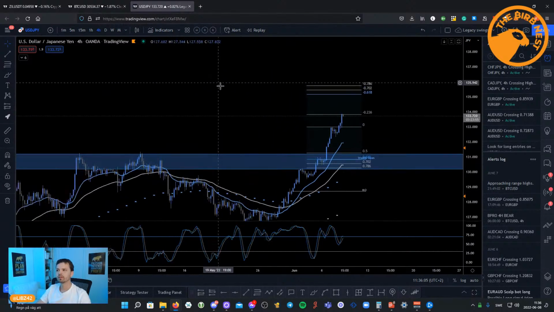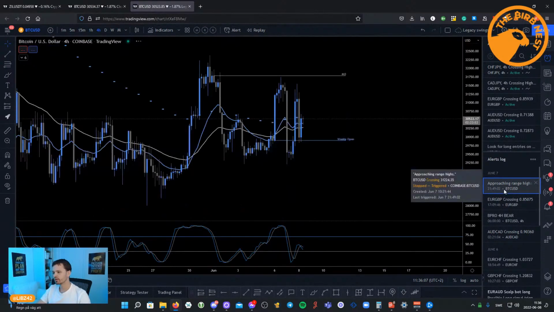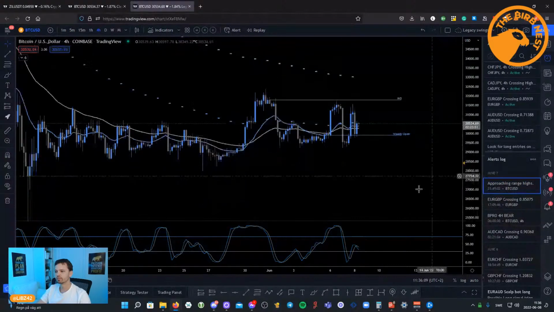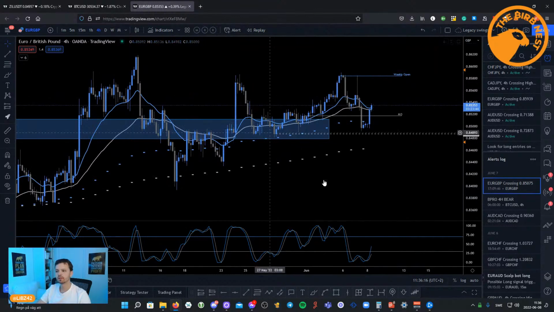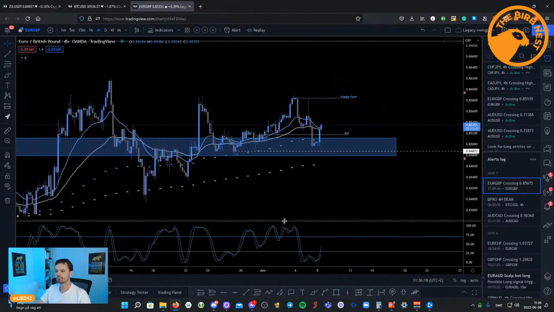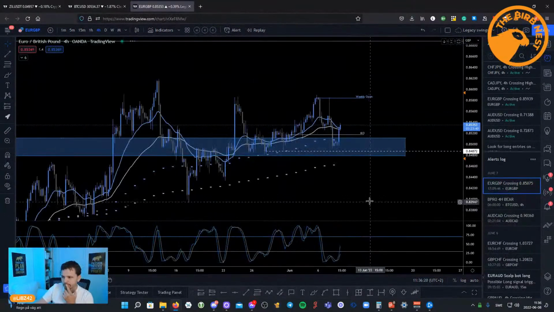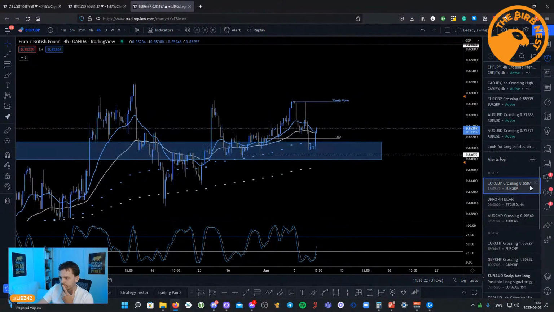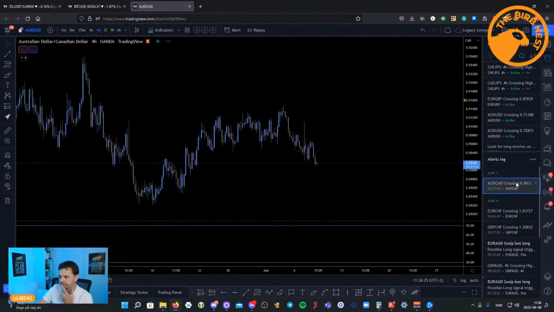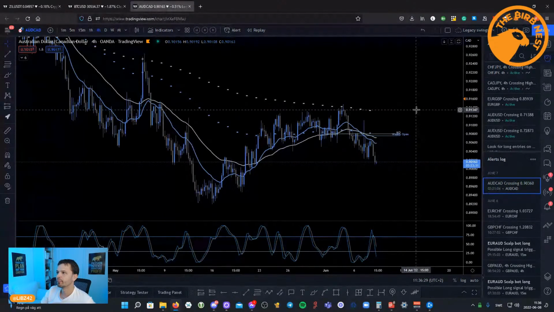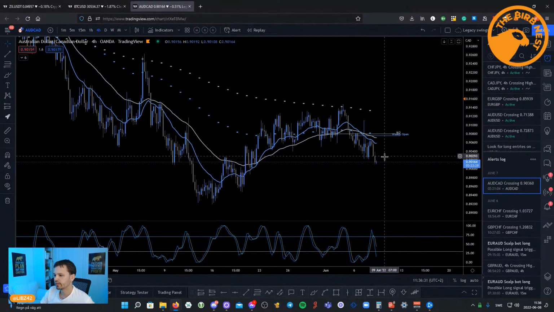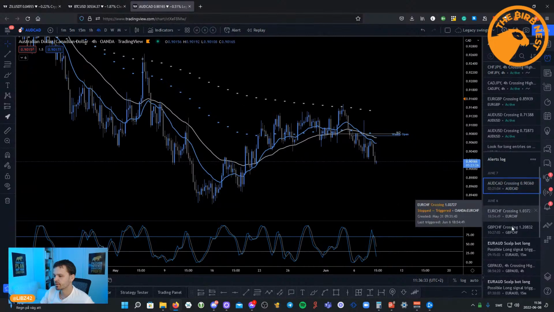Now let's see if we can find something interesting here. So we have an alert on BTC saying approaching range highs, but that's obviously not interesting because it's just chopping around. Euro GBP, what's up with Euro GBP here? Right, nothing. So it's the 8th today, which means I haven't had a lot of alerts yesterday or today, which is weird.